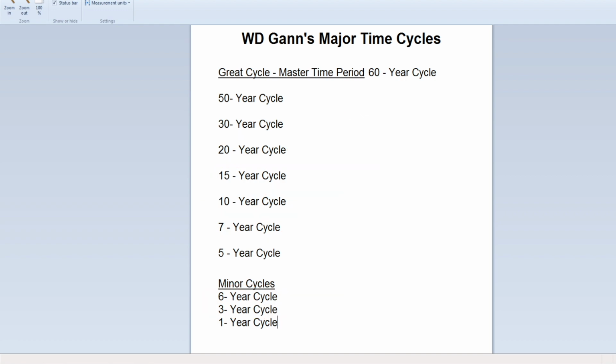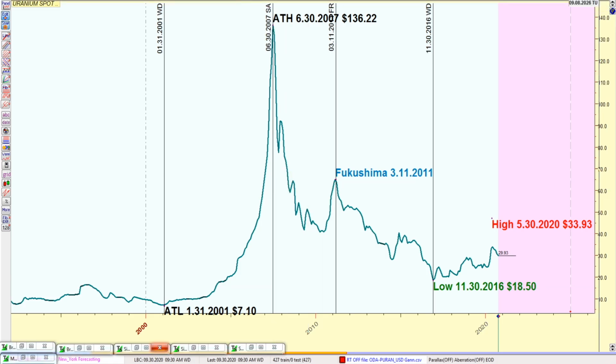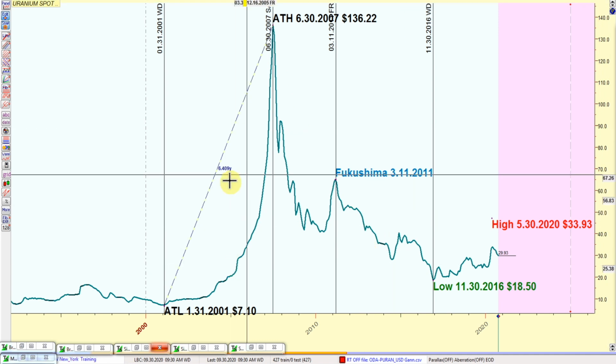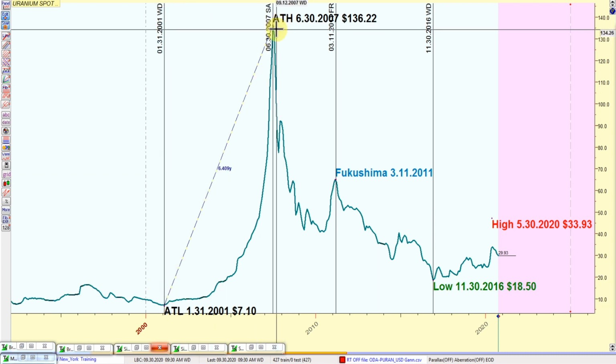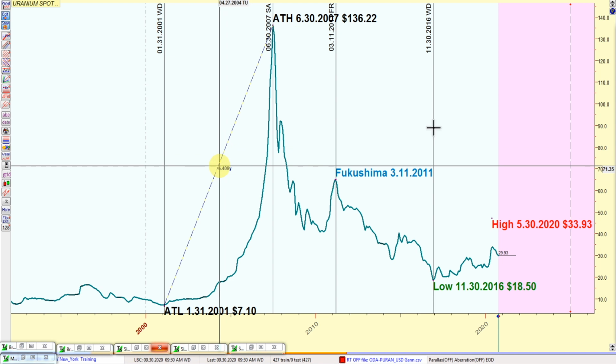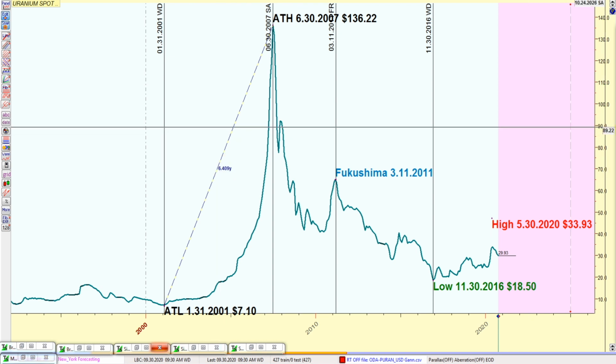So let's get right into it, and let's get into the chart. I'm going to just start adding things, and I'm going to explain as they come up what we are seeing. The first thing I want to show you is the 6-year and change cycle. From the all-time low to the all-time high, that took 6 years and change. So that cycle worked out right there.